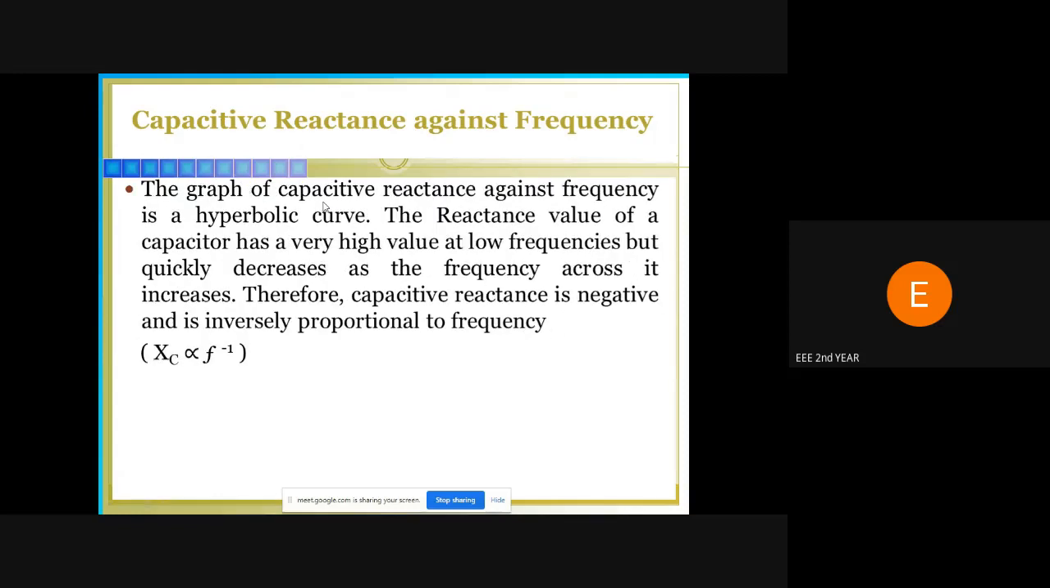The graph of capacitive reactance against frequency is a hyperbolic curve. Based on that, the reactance of a capacitor has a very high value at low frequency, but quickly decreases as the frequency across it increases. Therefore, the capacitive reactance is negative and is inversely proportional to the frequency.